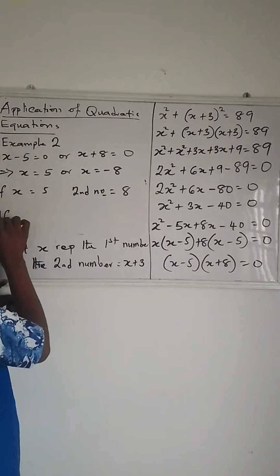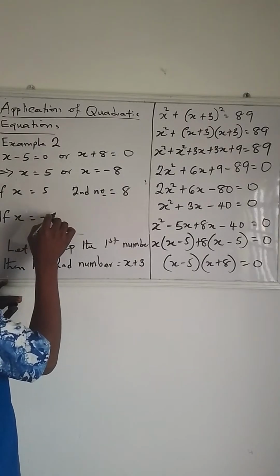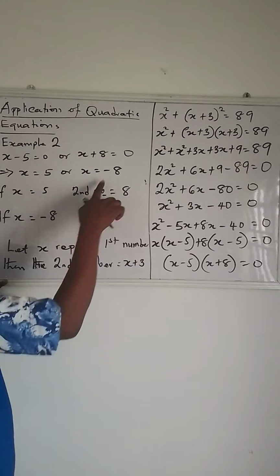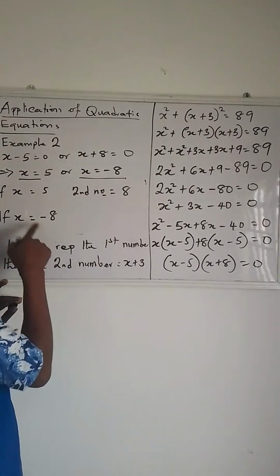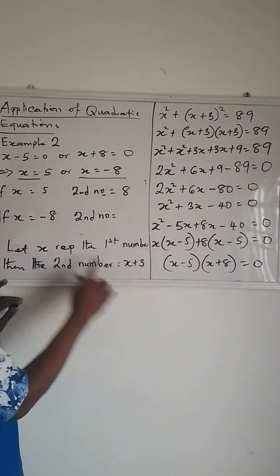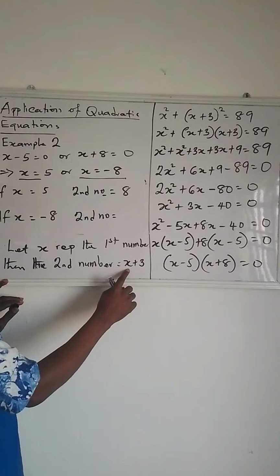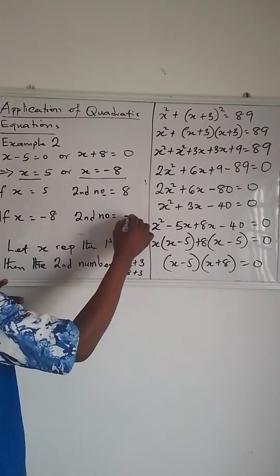So if x is minus 8, you know we have two values for x now. So if x is minus 8, what's going to be the second number? The second number is going to be x plus 3, so that's minus 8 plus 3. So that gives you minus 5.